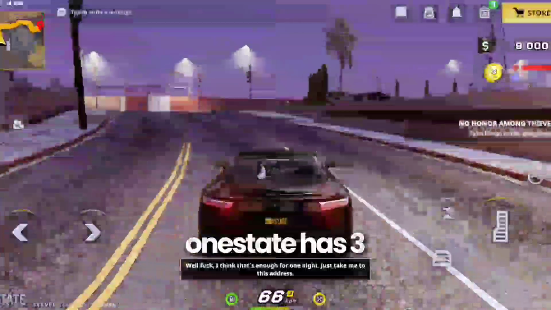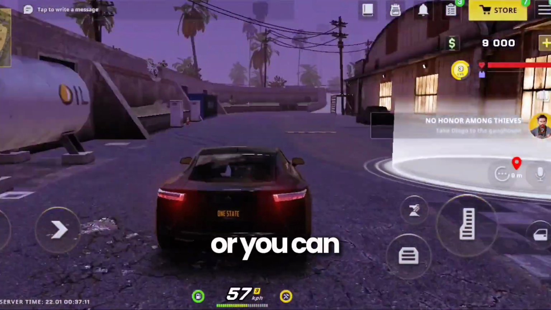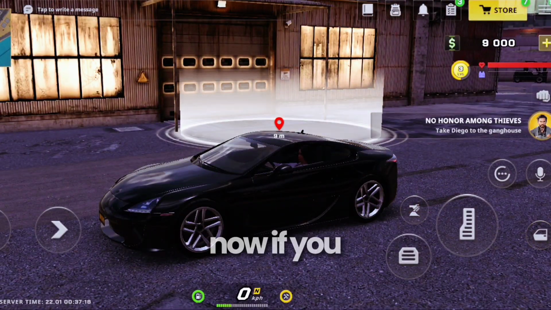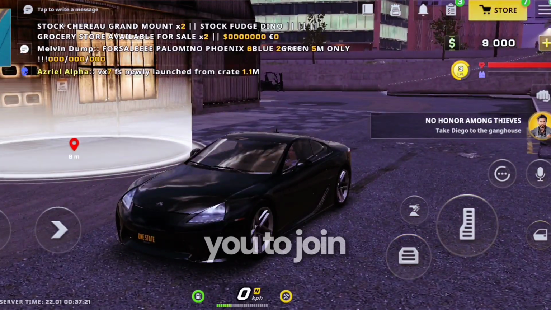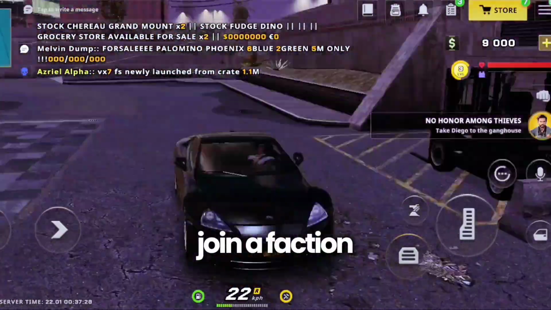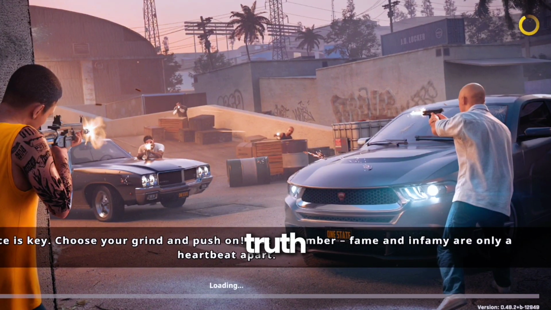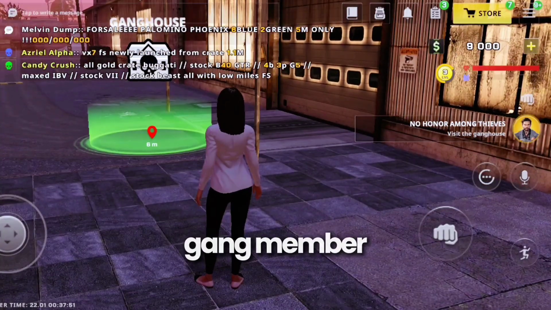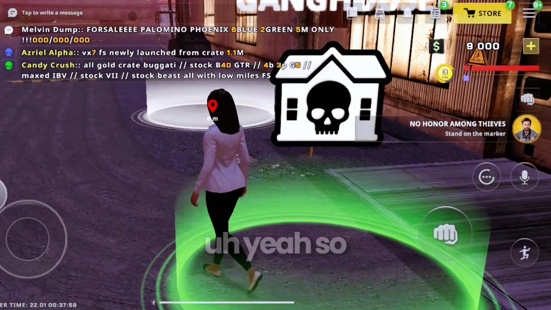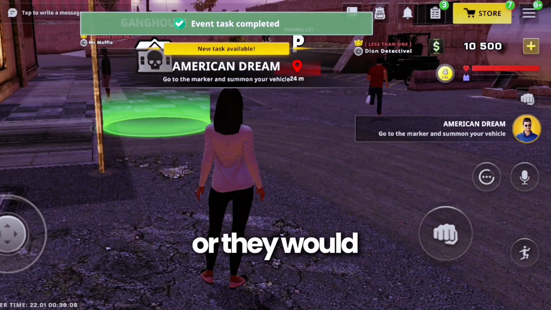So moving on, Onestate RP has 3 different factions and a gang. You can become a gang member or a faction member, which is police, PD, and EMS. Now, if you're a newbie, I am not going to advise you to join a gang for your first playthrough. You can go join a faction, and as time goes on, you can go ahead and join a gang. I'm just going to tell you the truth. Another thing you should note is if you want to be a gang member, you just have to go to the gang house, I think, and then send a request. Yeah, that's all you have to do, or they'll invite you into their gang.